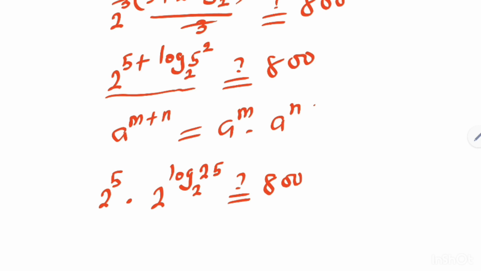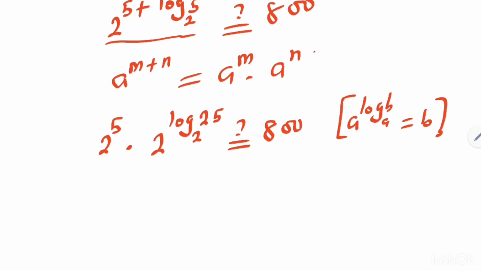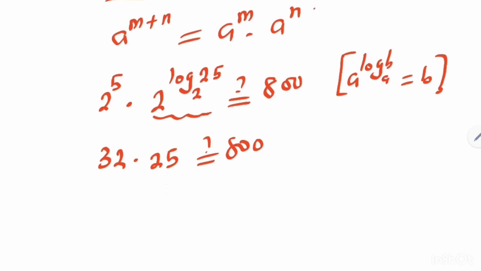If you have a raised to power log b base a, this is equal to b. Then 2 raised to power 5, this is 32, multiplied by the whole of this, which is 25, must be equal to 800. Then 32 multiplied by 25, this is 800, is equal to 800, which is true.